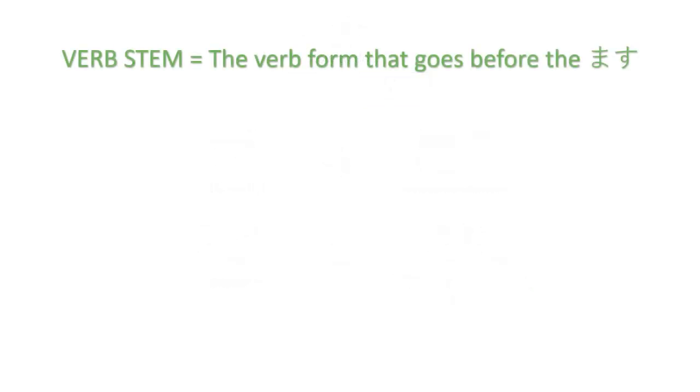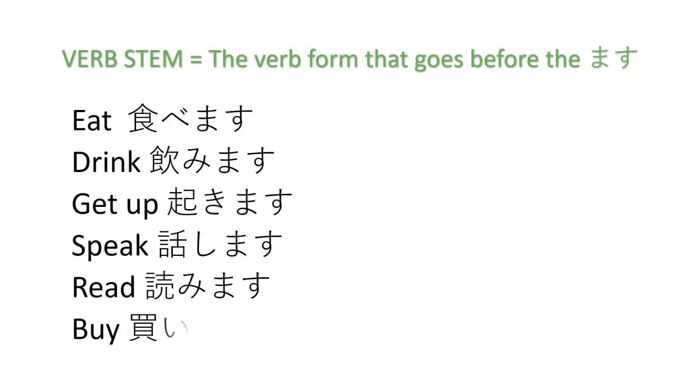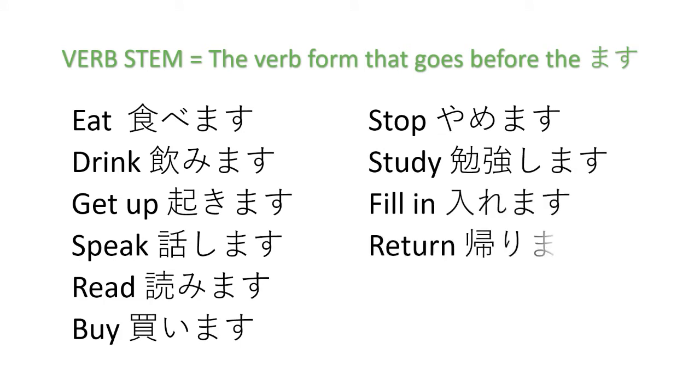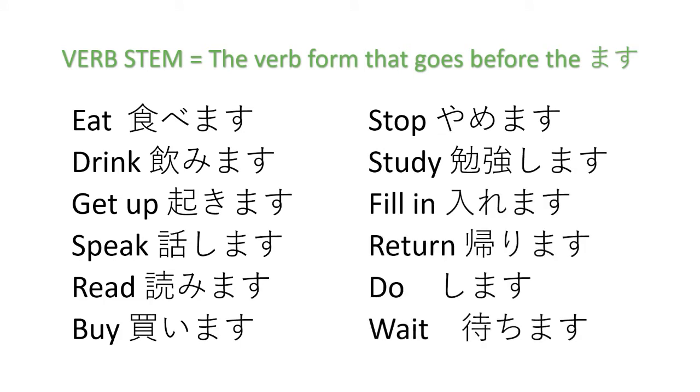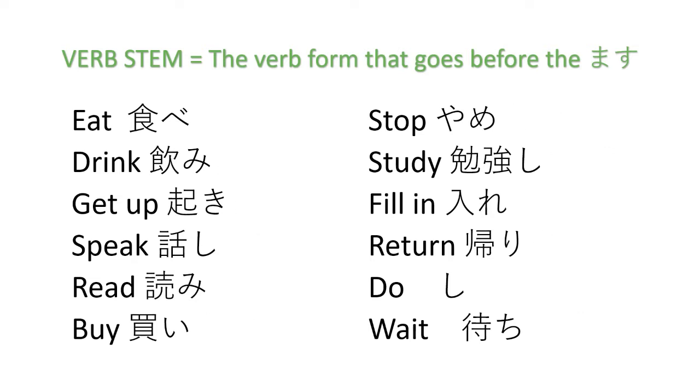Review, the verb stem is the verb form that goes before the masu. So here we have the masu form. Tabemasu, nomimasu, okimasu, hanashimasu, yomimasu, kaimasu. If we remove masu here, this is the verb stem. Okay? This is the verb stem.